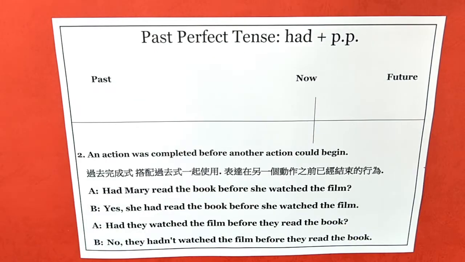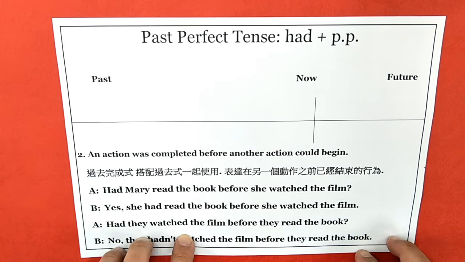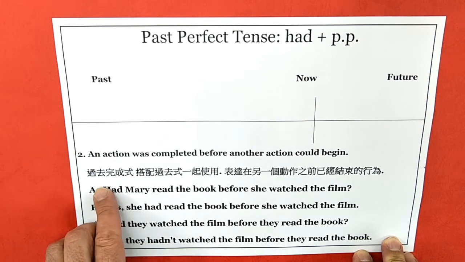Okay, once again, the past perfect tense, had plus PP. Remember, PP is past participle. In the example, to eat, eat, ate, eaten. Eaten is the past participle. All right, number 2. An action was completed before another action could begin. Okay, that's easy. Let's read the sentence.